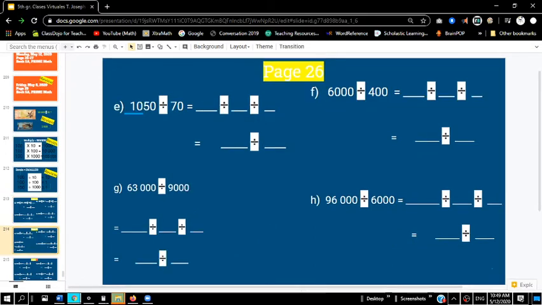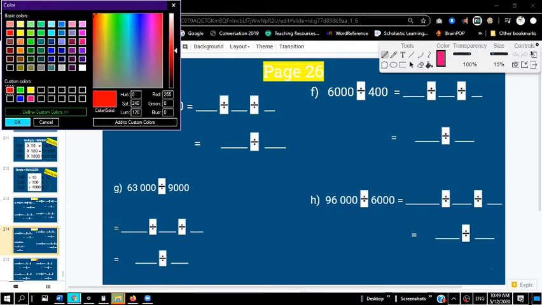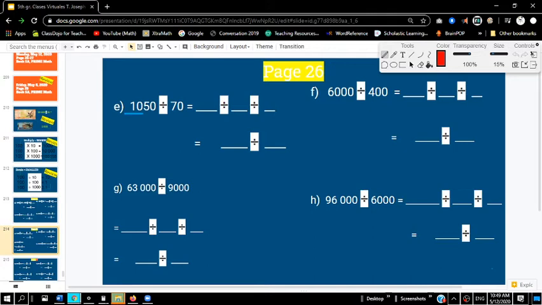Letter E. Now, these are going to get a little bit more complicated, because we don't have just straightforward answers. So, 1,050 divided by 7. Well, I'm just going to do the same thing I did before. 1,050. In fact, just to save time, I'm just going to put that first number in my first blank on every one of my problems, just so that I don't have to keep explaining it.